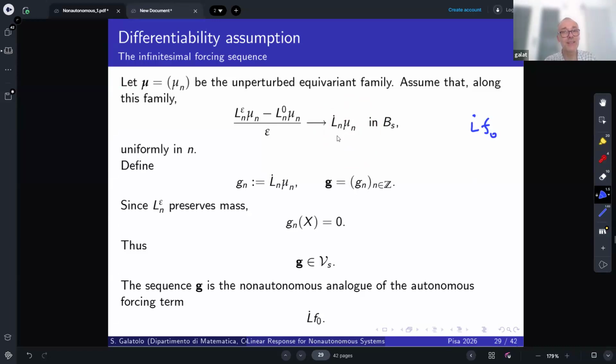So you want to apply this to the equivariant family, which you proved is unique. So you define this Gn. This is the equivariant family. You define the Gn in this way, and you put all together in a big vector, which is a sequence of measures, and this will be like the forcing term, the direction of change of the system. It will again be in the zero average space of sequences. And this will play the same role as this guy.